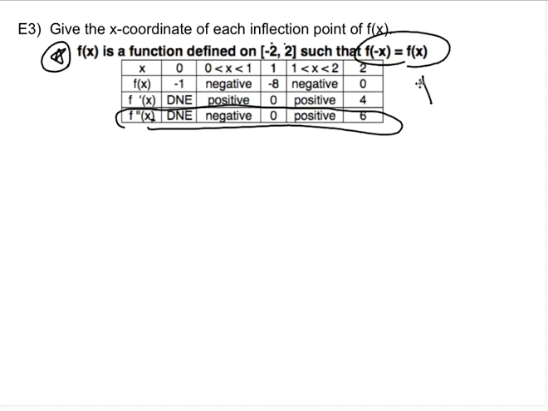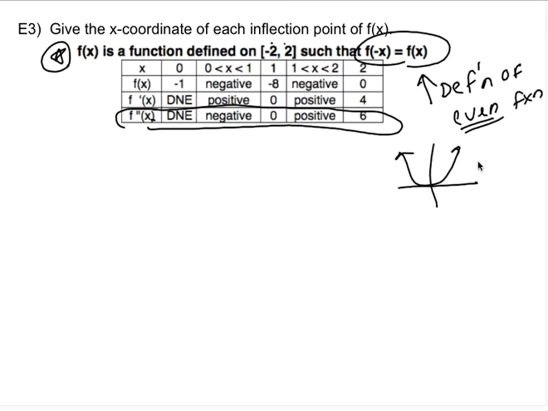Well, this is the definition of an even function. Examples of even functions are things like x squared, or something like the absolute value of x, things that are symmetric about the y-axis. So this means symmetric about the y-axis. If you're not careful, you could miss one of the points of inflection in this problem.